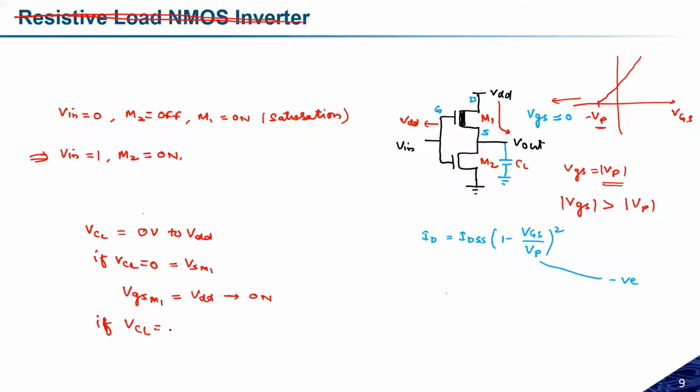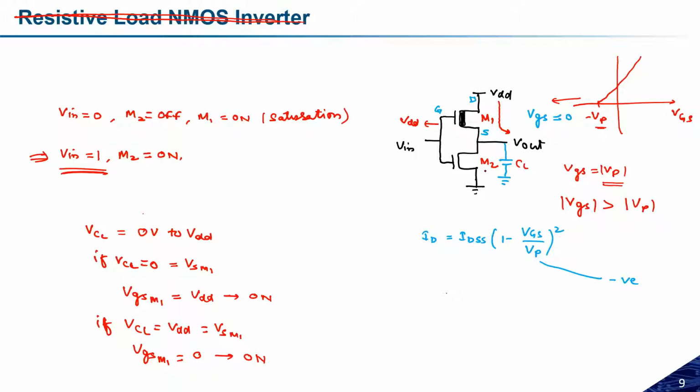Similarly, let us consider if VCL is equal to VDD, which is equal to the VS of M1. In that case, what will happen? This is the VS. So the VGS of M1 will become 0 volt. So again, this transistor will be in the on state. So if I'm considering Vin is equal to 1, both the transistors will be in on state, and the whole circuit will act as a voltage divider circuit.